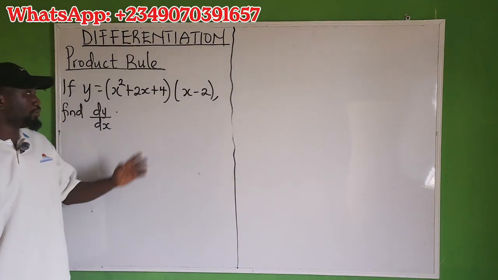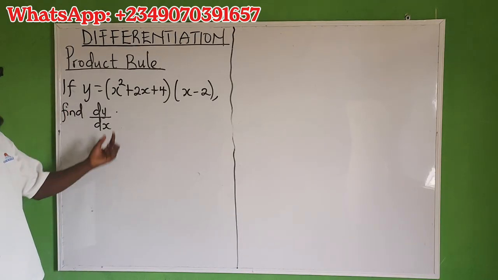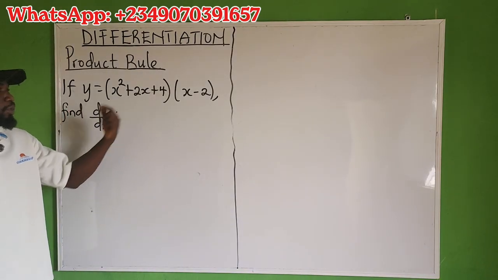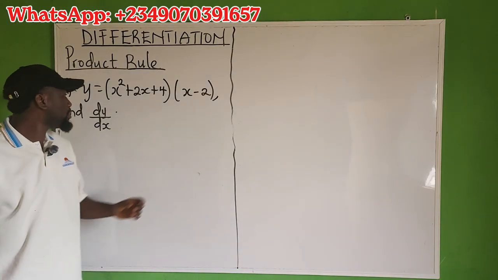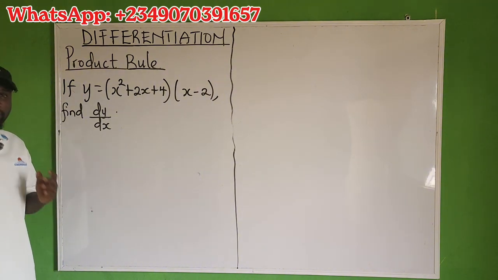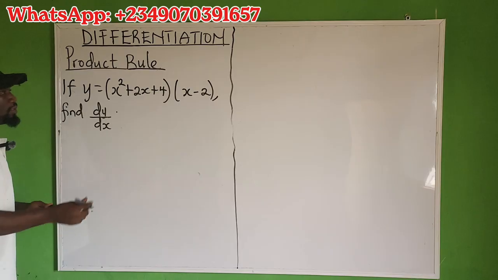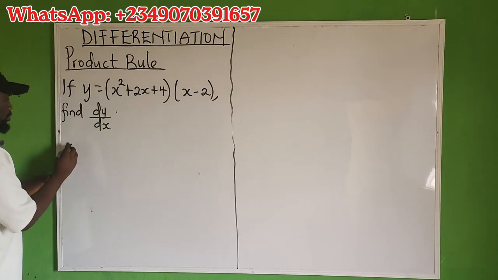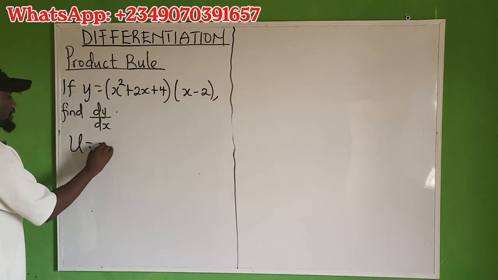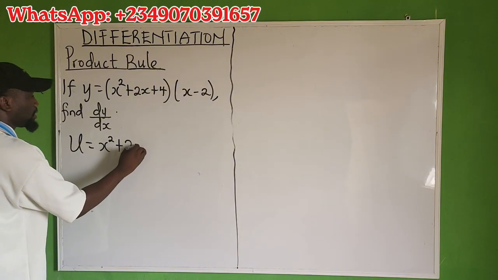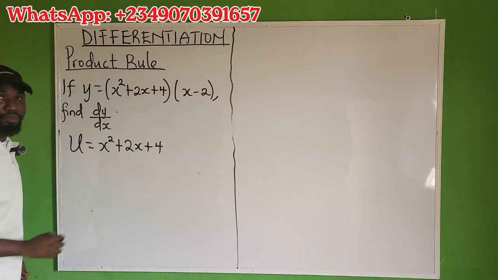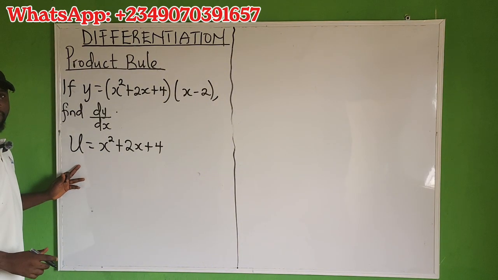So here is example 2. It says if y is equal to x squared plus 2x plus 4 multiplied by x minus 2, find dy over dx. So we want to get the first derivative. So what are we going to do? This represents u. So u now is x squared plus 2x plus 4. So let's just get du over dx.